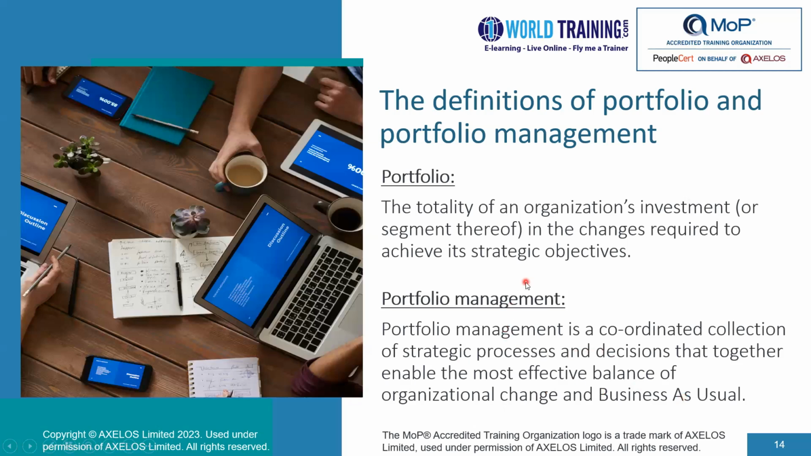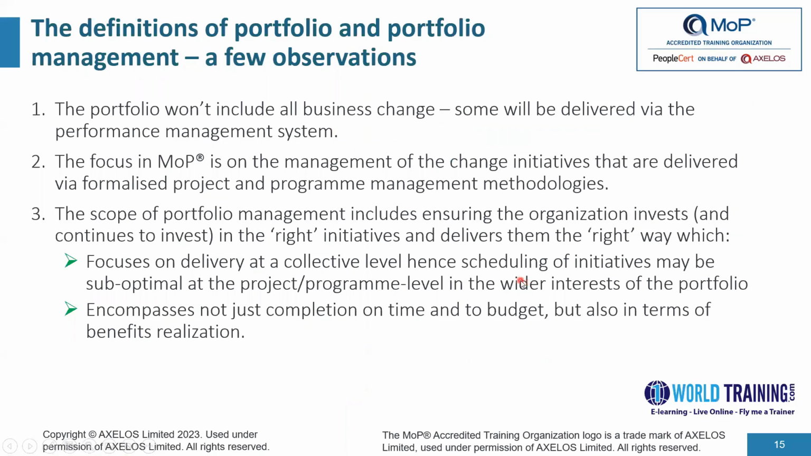Some few additional observations in the context of the definition. The portfolio won't include all business change. Some will be delivered via the performance management systems. A lot of organizations adopt a way of determining what would be the change initiatives that would be covered as a part of the portfolio management. Let's say, for example, any project that is greater than, let's say, $500,000 would be the scope of portfolio management. If it is not of that particular value, it would be managed via the performance management system. That is just an example.